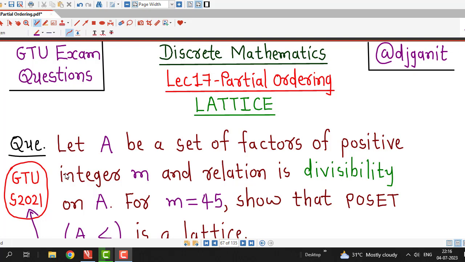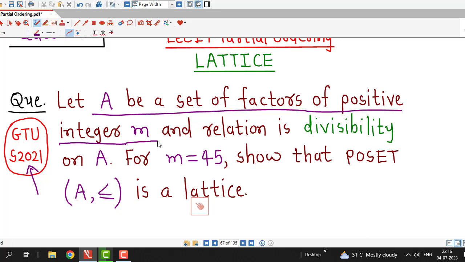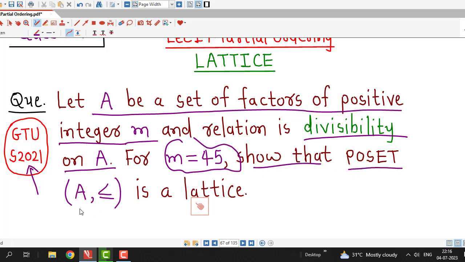In this lecture we are going to discuss one question on lattice which was asked in GTU Summer 2021 exam. The question is, let capital A be a set of factors of positive integer denoted by small m and relation is divisibility relation on that set A. For m equal to 45, show that the partially ordered set capital A with divisibility relation is a lattice.